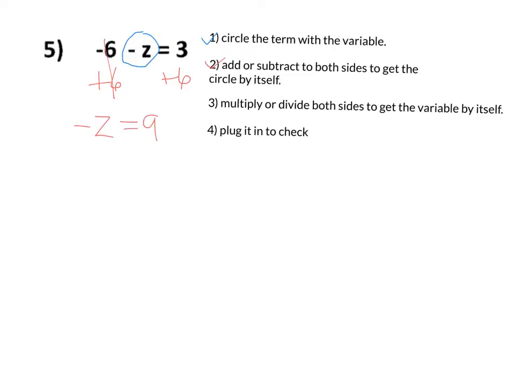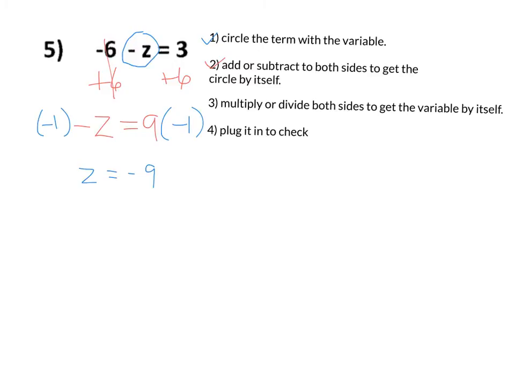Multiply or divide to get the variable by itself. The only thing that we really need to get rid of is this negative part, right? To do that, you could multiply both sides by negative 1. Let's do that. Negative 1 times negative z is positive z. 9 times negative 1 is negative 9.